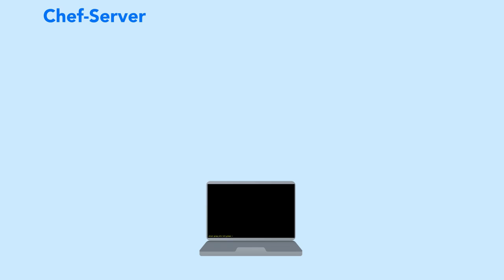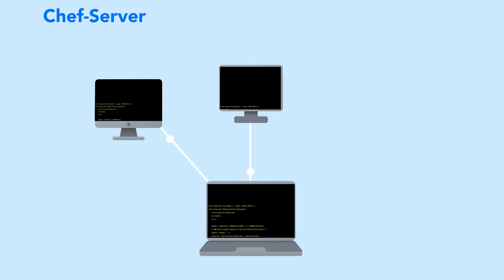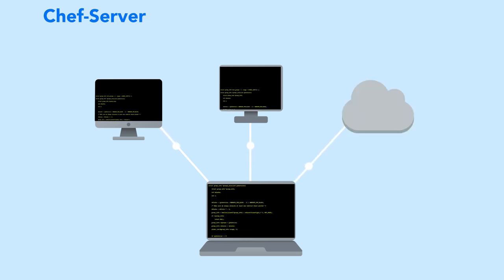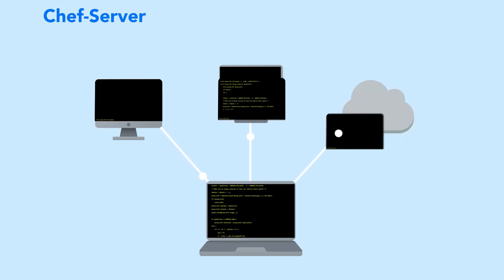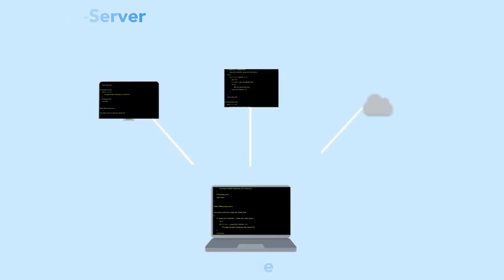Chef server. The Chef server is the center of the workstation and the nodes. All the cookbooks, recipes, and metadata are stored here. The cookbooks are pushed to the server using a knife command. The nodes communicate with the server using the Chef client.